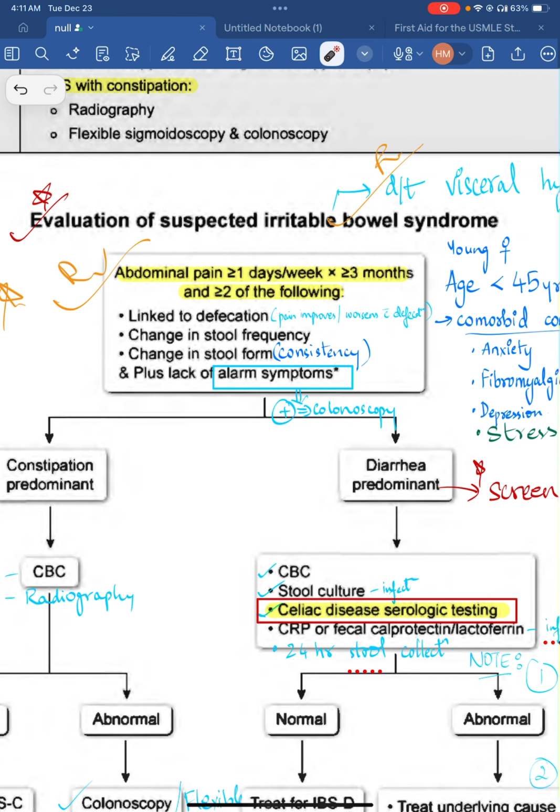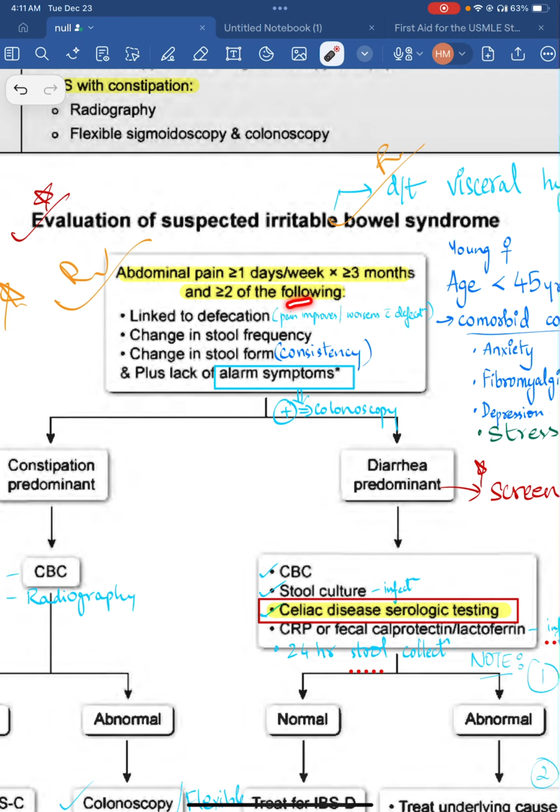For evaluation, you need to check if the patient has any abdominal pain for more than 1 day per week, and it should be for more than or equal to 3 months. Okay, the patient is having abdominal pain for more than 1 day a week, going on for at least 3 months, and any two of the following should be present. The abdominal pain should be linked to defecation. That means pain should either improve with defecation or worsen with defecation.